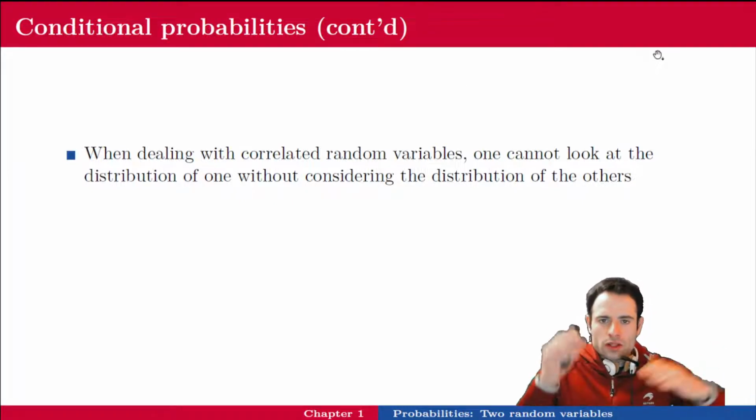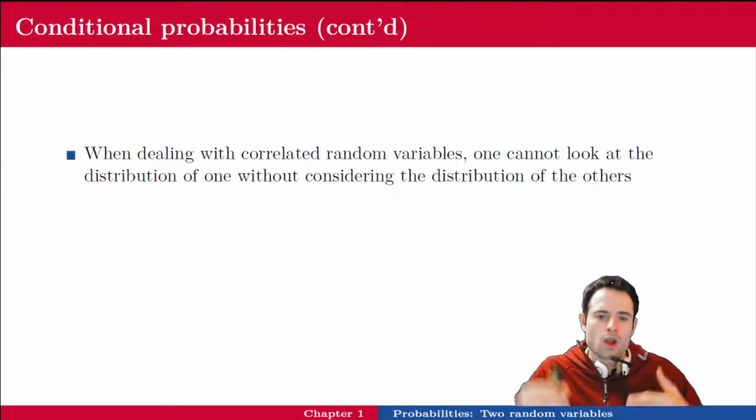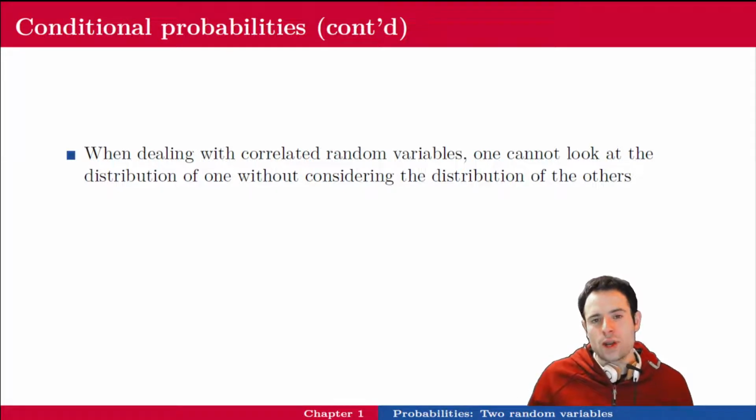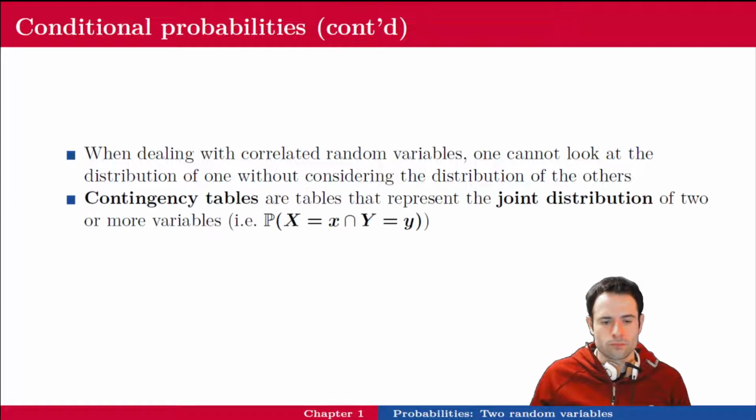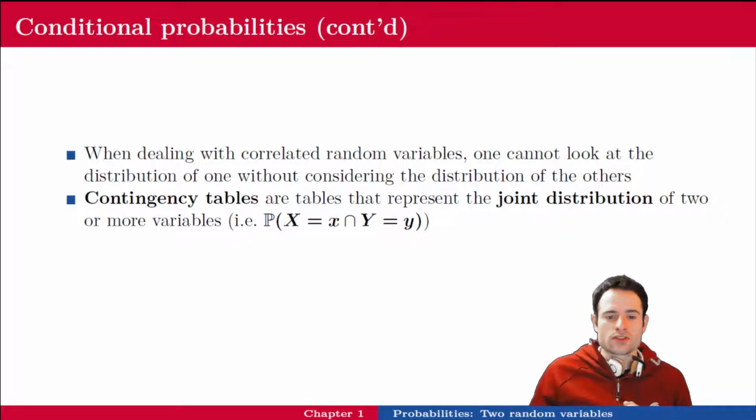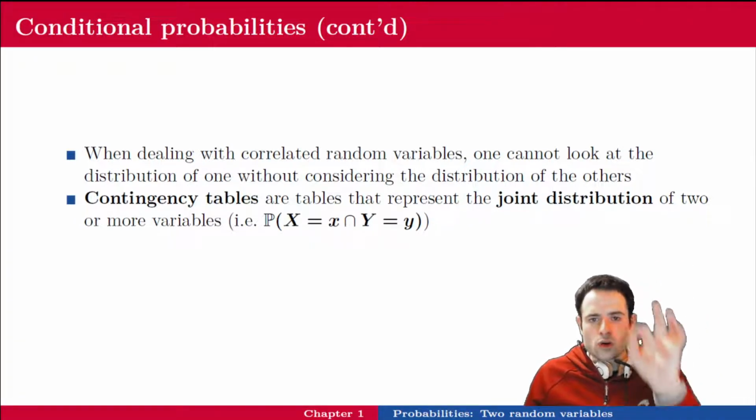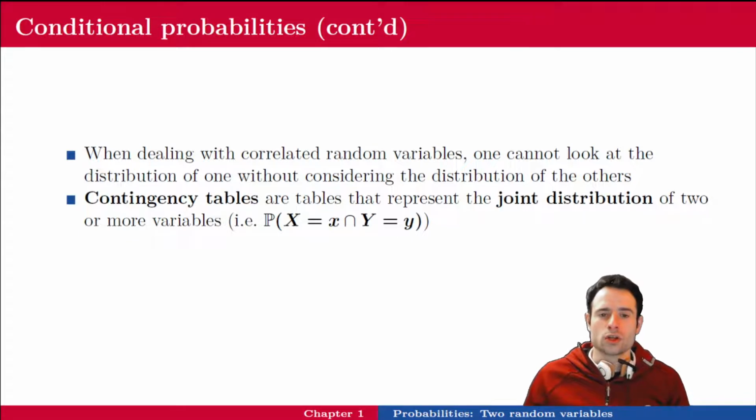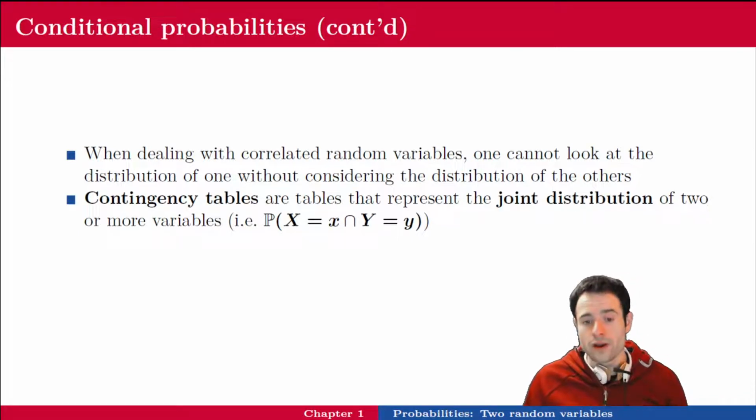So, because of all these different distinctions, when two random variables are correlated, I cannot look at the distribution of one without looking at the distribution of the other. In particular, what we're going to need is contingency tables. Those are tables which are going to contain the joint distribution of two or more variables. Two is already enough. Do not worry about this. I will not give you a table with 3 random variables. That would be too much of a pain.